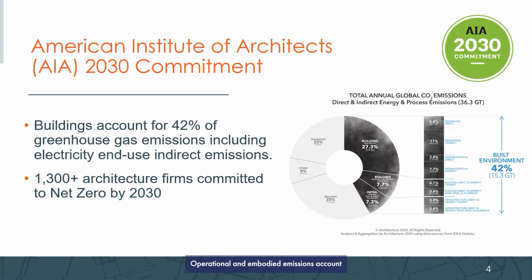Operational and embodied emissions account for 42% of greenhouse gas emissions worldwide. 15% of those emissions come from extracting, manufacturing, and transporting those construction materials. This is a significant amount of emissions contributing to climate change, increasing climate risks, but also emissions that design teams, through intentional, efficient design, can directly improve.